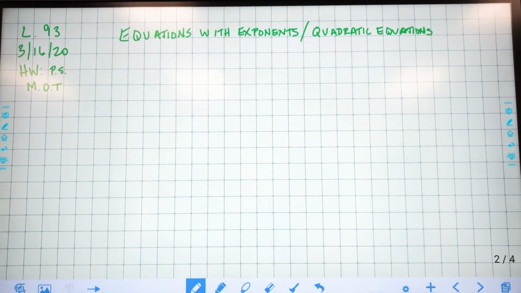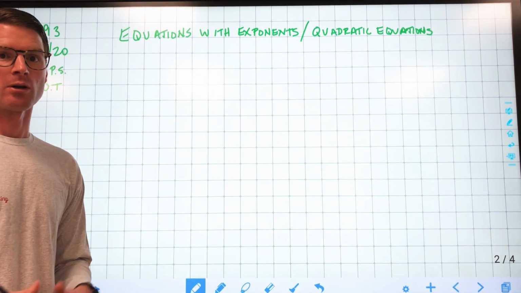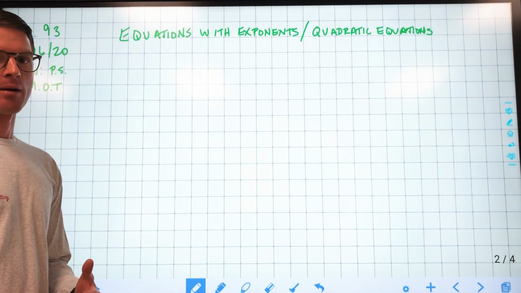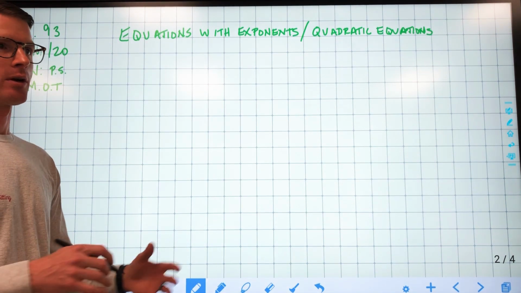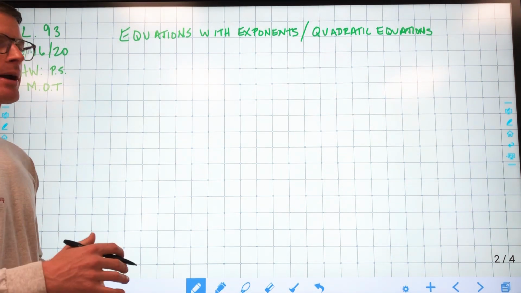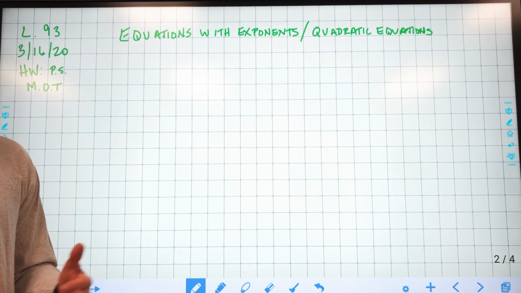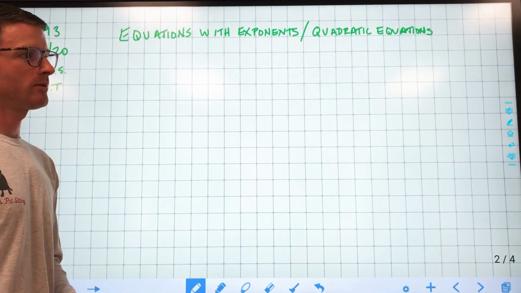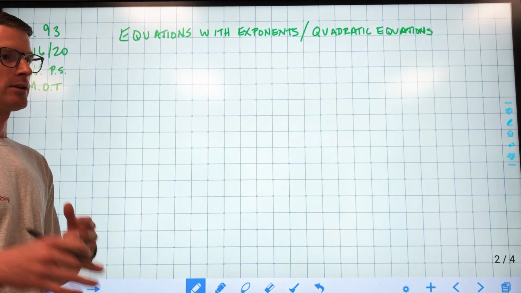Today though, we're doing lesson 93, equations with exponents, and really just focusing on quadratic equations. We've seen some of these problems and done a couple. They've shown up on our homework. You guys have asked about them. We've gone through them, so you may recognize these. Usually you guys stumbled upon the fact that there are going to be 2 answers with these equations, and you'll see that in a second.